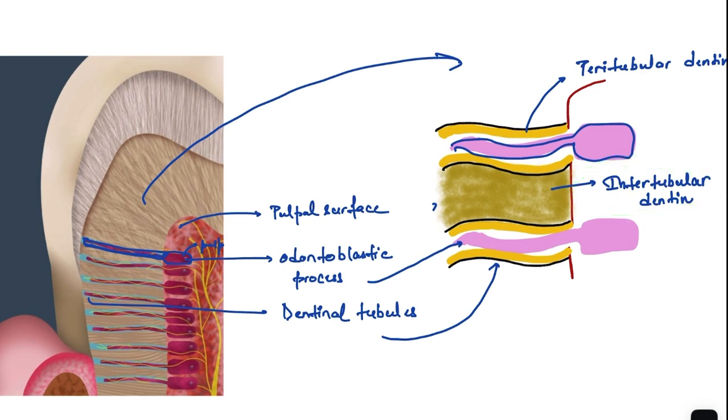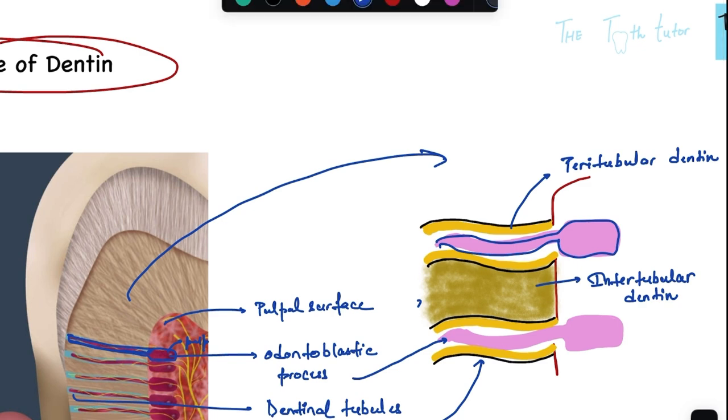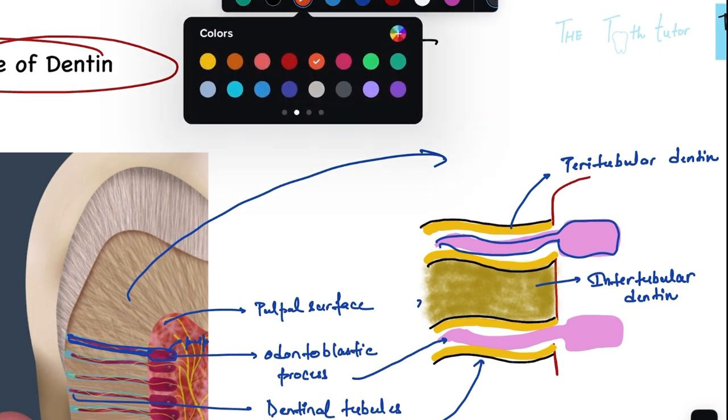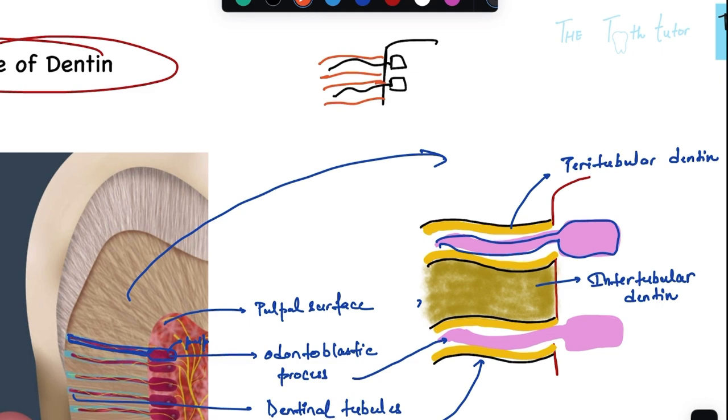If I redraw it for you, a rough diagram. So I have this. This is my pulp, okay, and I have these odontoblasts over here. I have these processes coming out of these odontoblasts. Now surrounding these processes, I have these things like a tubule, okay. So these are called dentinal tubules. They form the dentin.